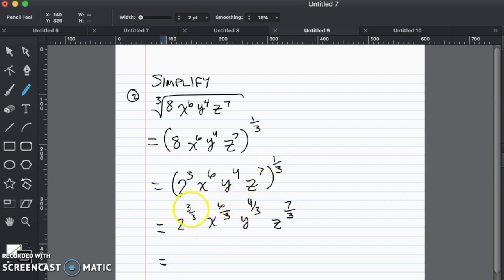So 2 to the 3 over 3, that's just a 1. So 2 to the first power is just a 2. This is x to the second power, so that's a 2. This is going to be y to the, well, I can simplify this as I want, so let's do that. 1 and 1/3 as a mixed number, and z is equal to 2 and 1/3. Okay.